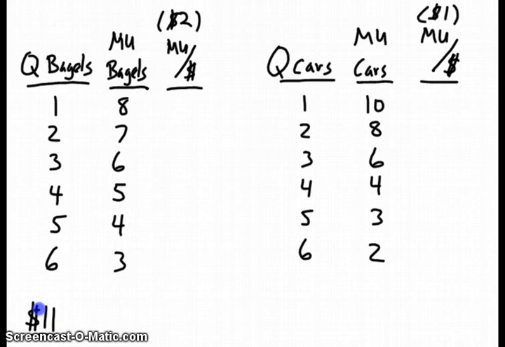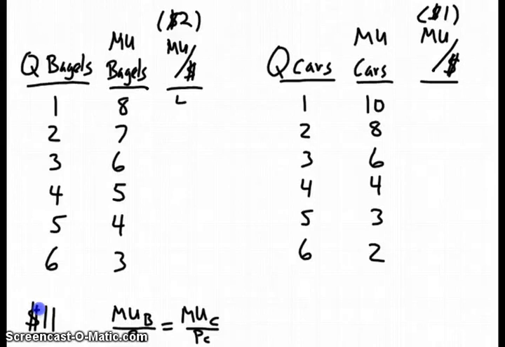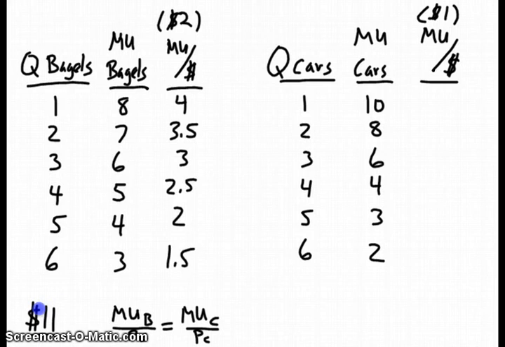And we want to remember that the consumer maximizes their utility when the marginal utility of bagels or any other good divided by the price of bagels is equal to the marginal utility of toy cars or any other item divided by the price of toy cars. So marginal utility per dollar, 8 divided by 2 would be 4, 3.5, 3, 2.5, 2, 1.5. Over here, because it's $1, they all stay exactly the same.